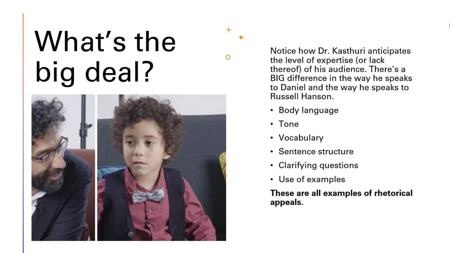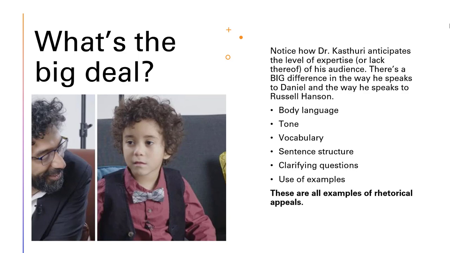For instance, there is a big difference in the way that he speaks to 5-year-old Daniel, who is absolutely precious, and the way he speaks to the entrepreneur, Russell Hanson. Some things that you might have noticed was the difference in body language, tone, the word choice that he uses with each participant. Even his sentence structure becomes more complicated the more advanced the knowledge base of the audience member is.